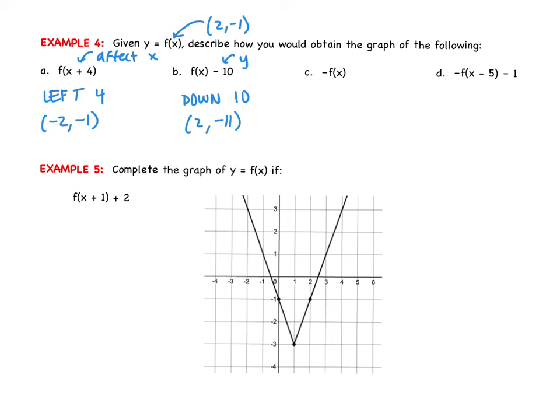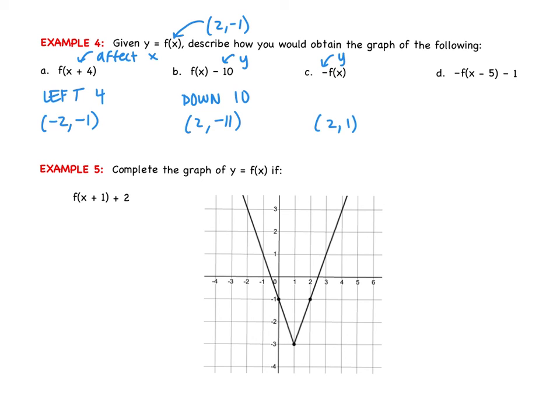In C, that negative is outside the parentheses, so it will affect y. What it would do is it would take all the y values and multiply them by -1. So if the y value was 2, it would all of a sudden become -2. If the y value was -3, it would become +3. So before we describe the general change, if we took our point 2, -1, it would make the y positive. It would become 2, 1. It multiplies the y by a negative.